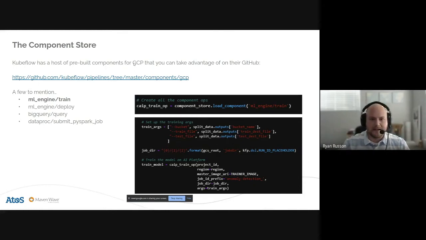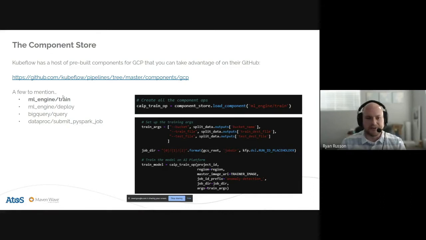So specifically, the ones of note I thought were interesting on GCP, and one I actually used in this, were the ML Engine train component and the ML Engine deploy. Of course, they're calling it ML Engine because that's what AI Platform was once upon a time. BigQuery query, so you can query BigQuery and then submit a PySpark job if you've got Dataproc up and going, with a cluster going there.